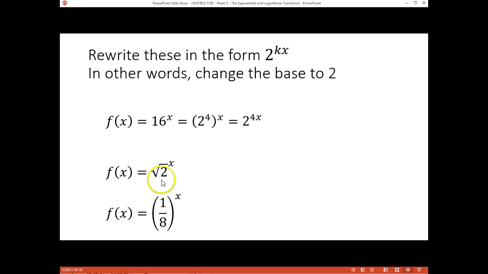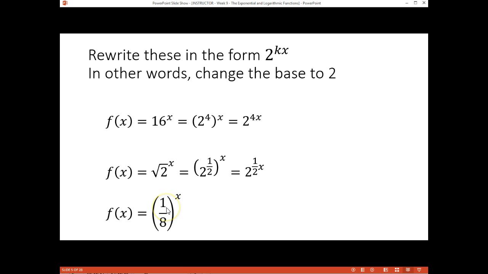Some of these are a little bit trickier, but are still doable. If we recognize this is the square root of 2, square root is the same as the 1/2 power, so I can rewrite this as 2 to the 1/2 all to the x power, which becomes 2 to the 1/2 x power. Again, what we're trying to do is just manipulate to get the same base. Once we have the same base, things are a lot easier to work with. And we will look more at that later.